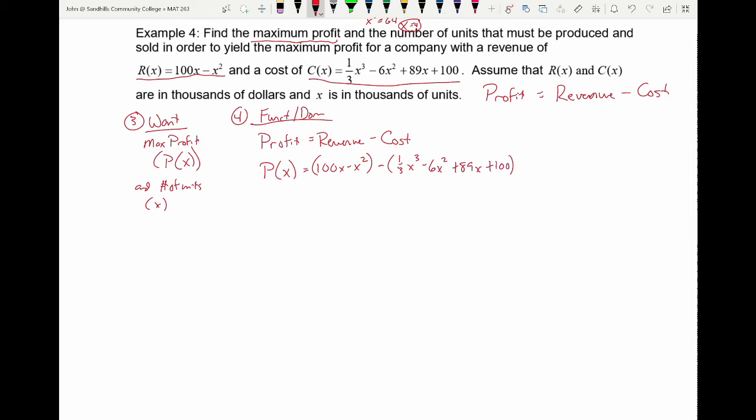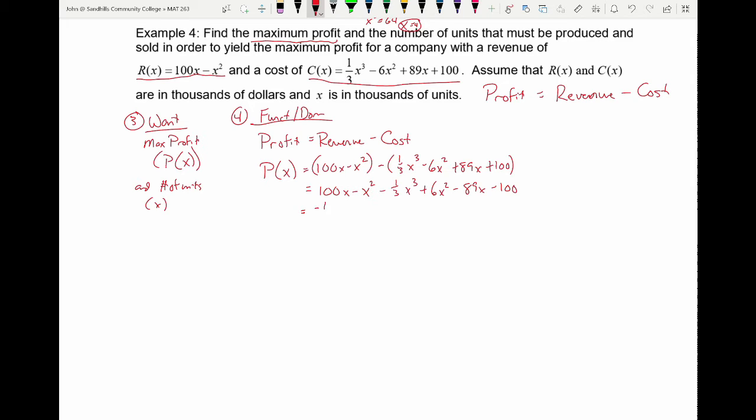Now, be careful with this. A common mistake I'll see is students won't subtract the entire function. They'll just change the sign of this very first term and say minus 1/3 x cubed and leave the rest of it as it is. But remember that subtraction is actually going through to the entire function, so it's going to change the sign of everything. So it ends up being 100x minus x squared minus 1/3 x cubed plus 6x squared minus 89x minus 100. And then we can simplify this by combining our like terms.